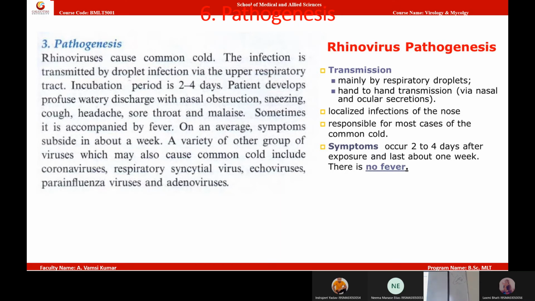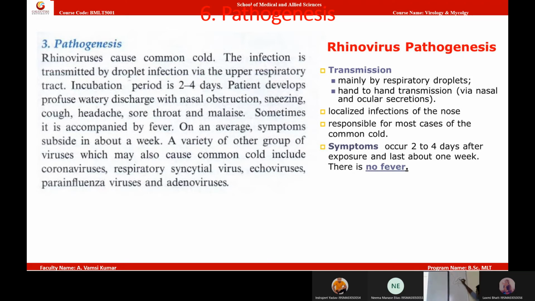Now, listen carefully. I got a virus. The virus entered into the nose, okay? Now it will start replicating in this mucous membrane, or in the epithelial cells of the nose. When a virus is replicating, will our immune system keep quiet? No, right?